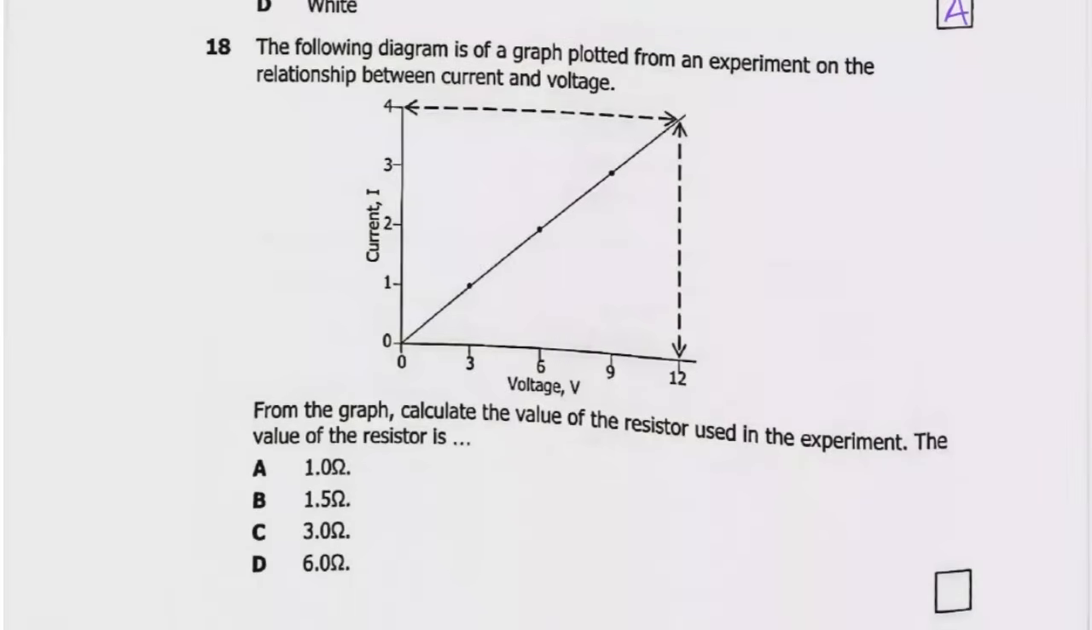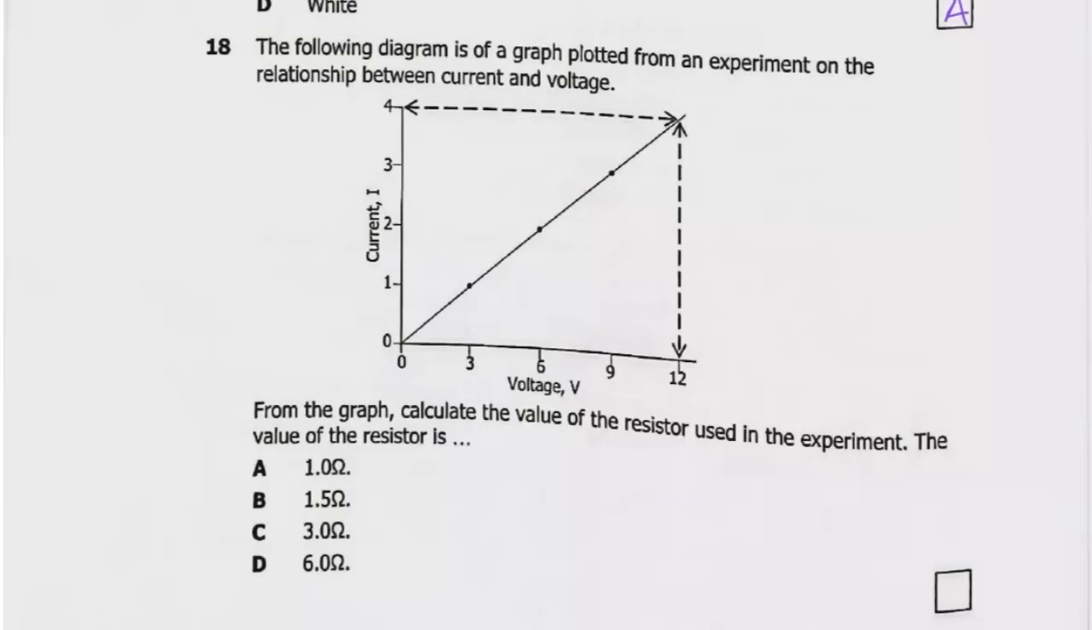Question 18 is as follows. The following diagram is of a graph plotted from an experiment on the relationship between current and voltage. Okay, so we can take time and study the diagram. Then the question is, from the graph, calculate the value of the resistance used in the experiment. The value of the resistance is dash.